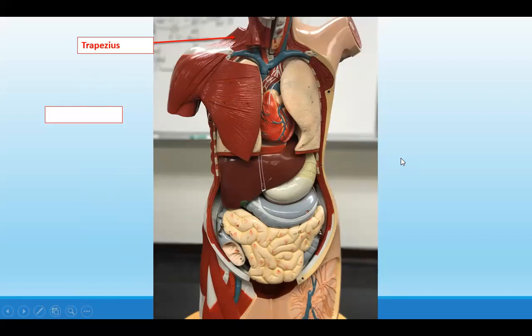On top of our shoulder, behind the deltoid, is the trapezius, right along the top of the shoulder. And in the front of the thoracic cavity is the pectoralis major. If you have a major, you're going to have a minor, but we can't see the minor on here. There may be a thin line where the minor is located, but all we can see is the pectoralis major.